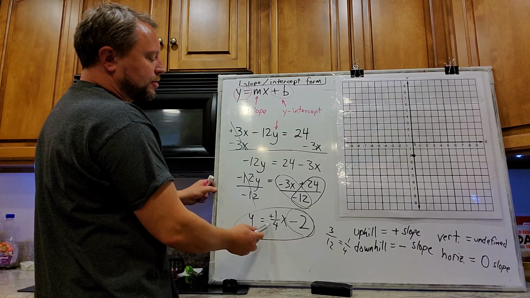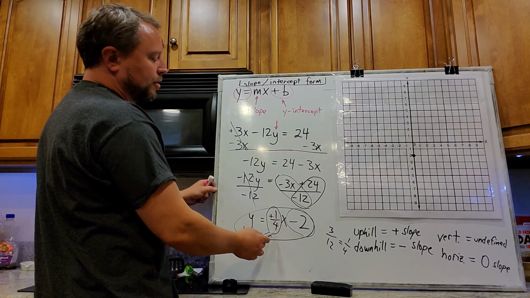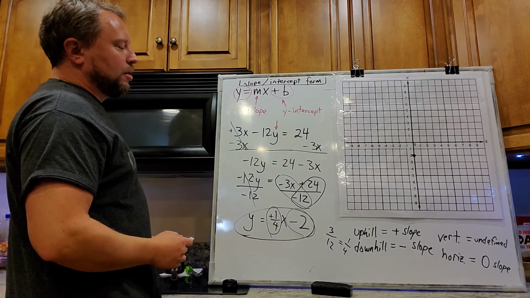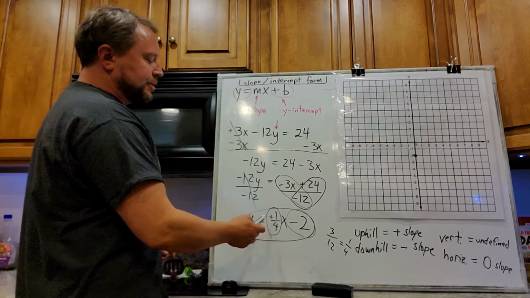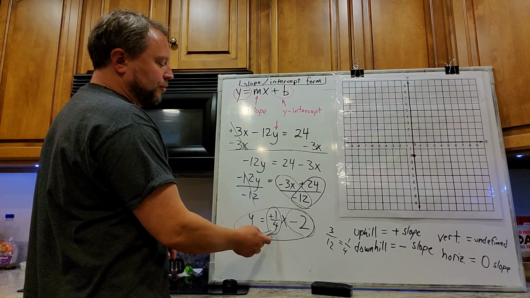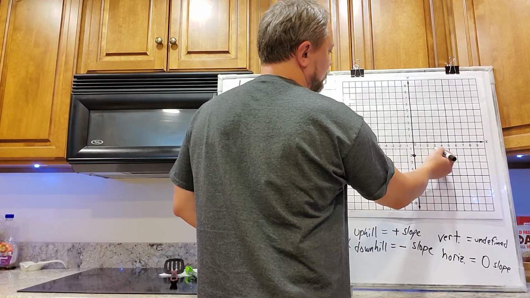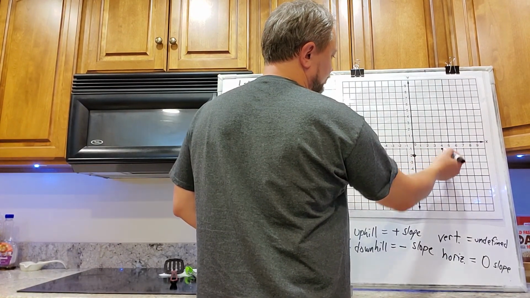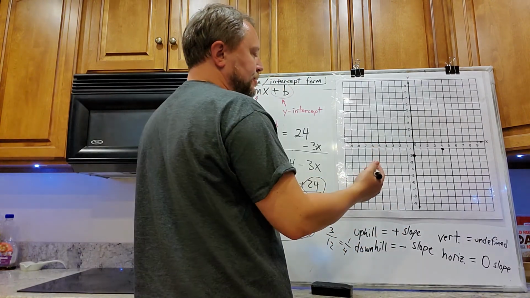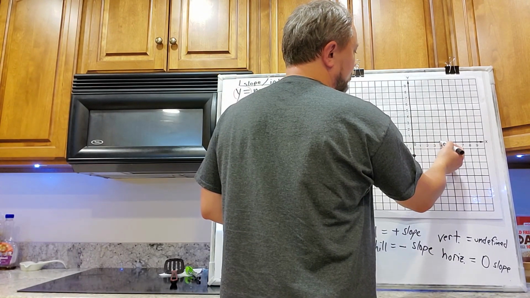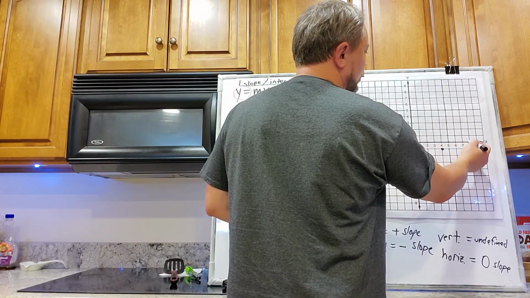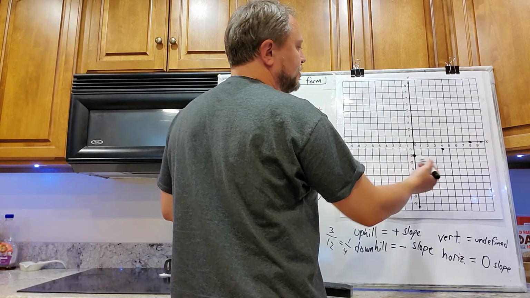So in front of the x, do you see, was this part, the positive 1/4? So there's my slope. That's telling me to go up 1 and forward 4. So I go up 1 and 1, 2, 3, forward 4. You can do that as many times as you need to. Up 1, forward 4, till you can make yourself a nice straight line.